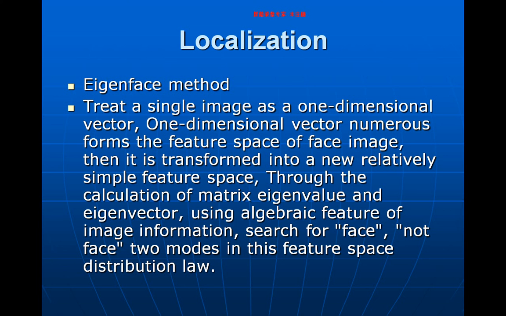Basically, our face localization algorithm is called the eigenface method. We treat a single image as a one-dimensional vector. The one-dimensional vectors form the feature space of the face image, which is then transformed into a new, relatively simple feature space. Through the calculation of the matrix eigenvalues and eigenvectors, using the algebraic features of the image information, we search for face and non-face modes in this feature space distribution law.